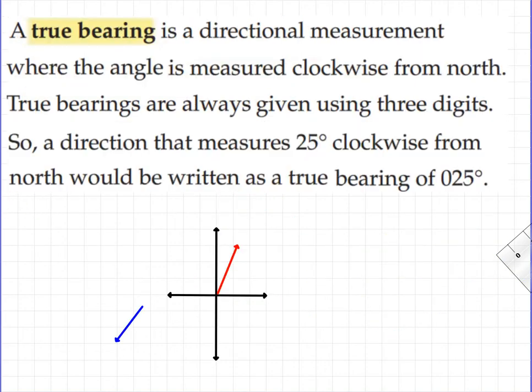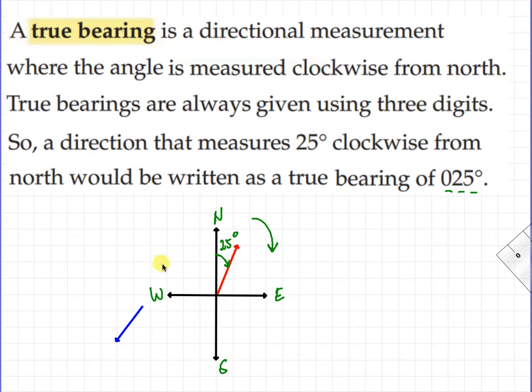Now for the true bearing: a true bearing is a directional measurement as well, where the angle is measured clockwise from north. So never eat shredded wheat. From north we go clockwise. True bearings are always given using 3 digits. So a direction that measures 25 degrees clockwise from north would be written as a true bearing of 025, 3 digits. So from north to this vector it's 25 degrees, but the true bearing is written as 025.